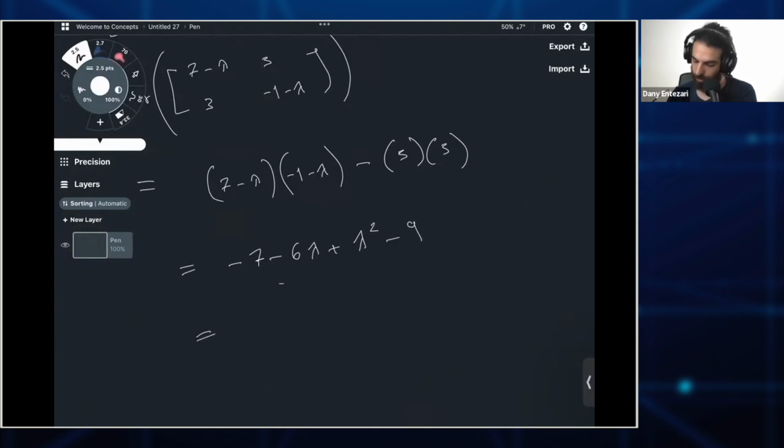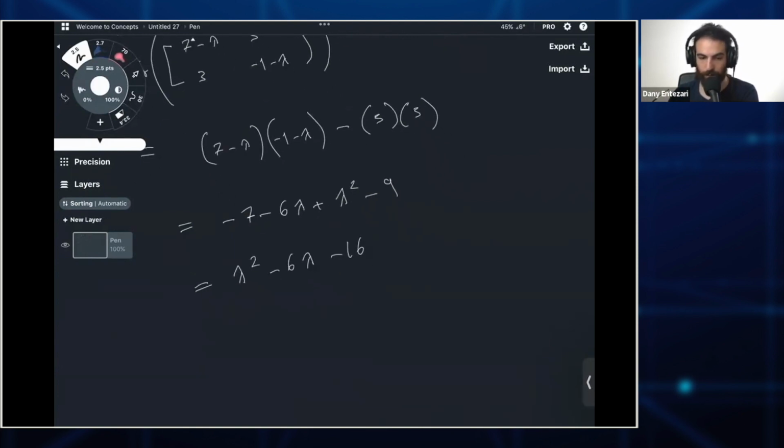Okay, and then we do some algebra. So adding the -7 to -9, we get -16, but we also have to make sure to bring the terms with the higher order terms to the front. So lambda squared must come here to the front. Then we have -6 lambda, and then we get -16. Now here we have an unknown variable. That's the eigenvalue. So you have to solve for lambda here.